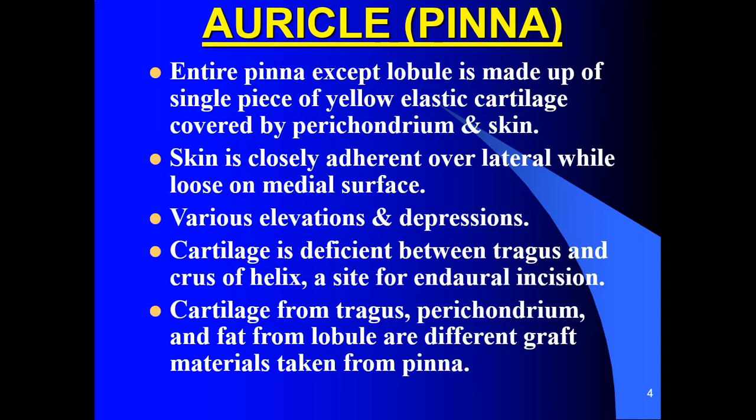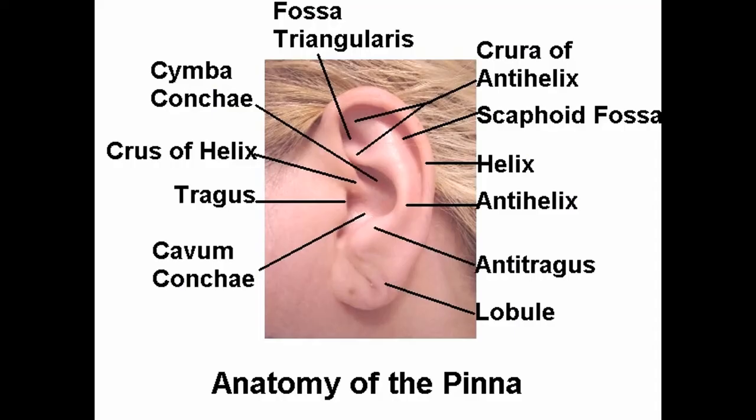The auricle or pinna. The entire pinna except the lobule is made up of a single piece of yellow elastic cartilage and is covered by perichondrium and skin. There are various elevations and depressions on the pinna. Cartilage is deficient between the tragus and crus of helix, and this is a site for endaural incision. The cartilage from the tragus, perichondrium, and fat from the lobule are different graft materials which are taken from the pinna.